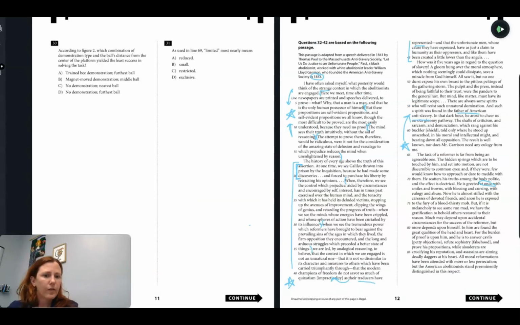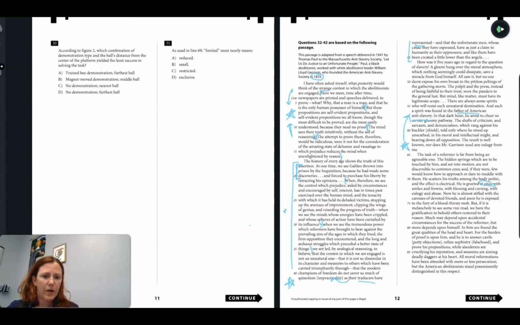Okay. When, therefore, we see the control which prejudice, aided by circumstances and encouraged by self-interest, has in times past exercised over the human mind, the tenacity with which it has held its deluded victims, stopping up the avenues of improvement, clipping the wings of genius, and slowing the progress of truth, when we see the minds whose energies have been crippled and whose spheres of action have been curtailed by its influence. So that already feels pretty good.